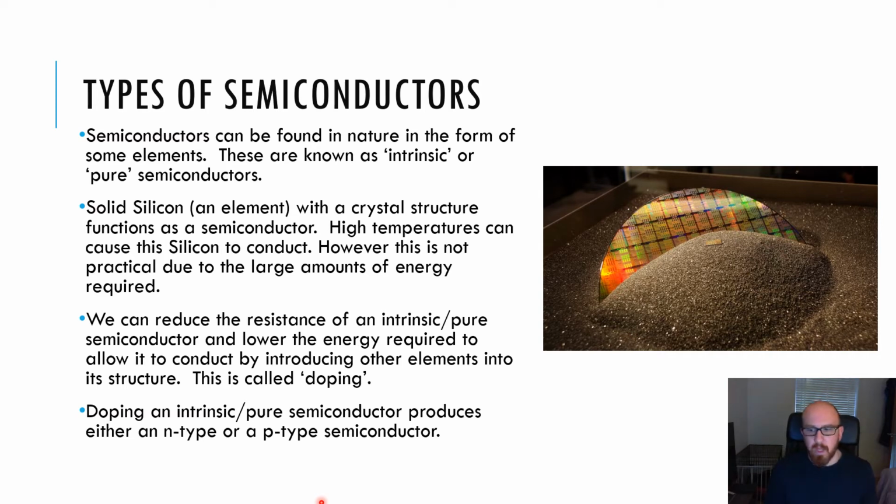So, the different types of semiconductors. We talked about what a semiconductor was last week, and this week I'm starting off by explaining that semiconductors are actually found in nature, just like any other element, any metal. They can be mined, for example, but they have to be in a particular kind of structure. If they are found in nature, they're known as intrinsic or pure semiconductors.